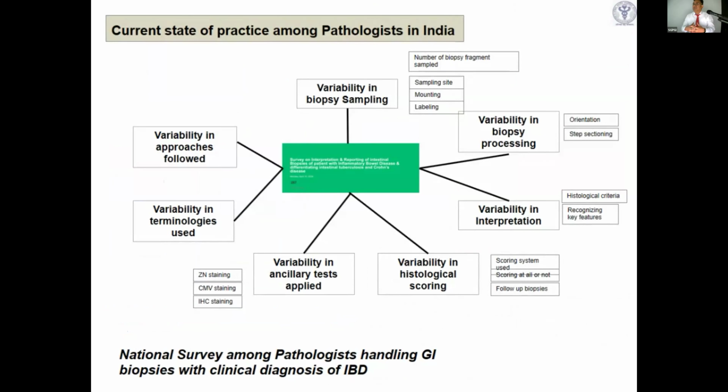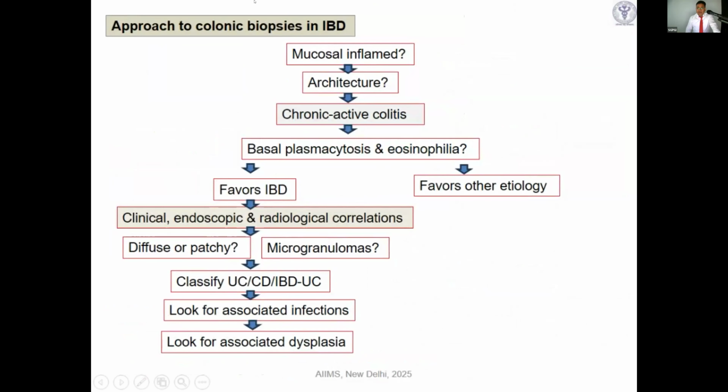Please remember, though it looked very simple today, we did a nationwide survey-based study where we could identify there is a lot of variability among the pathologists, and these are the pathologists who usually handle the GI biopsies which come with the diagnosis of query IBD. See, in all segments, you can see variability. So we have to follow an approach. What should be the approach? Like what we have seen today, we have to first ask if the mucosa is inflamed. Architecture we have to see. We have to decide if it is only chronic or chronic active. We have to see if basal plasmacytosis and eosinophilia are there or not. We have to then decide if it favors IBD or does not favor IBD.